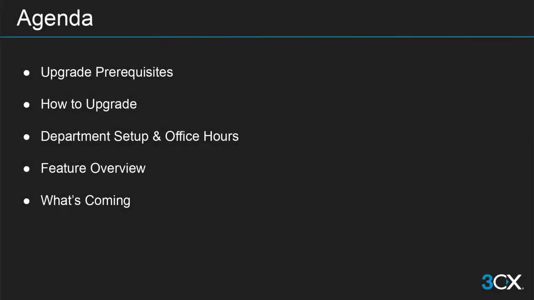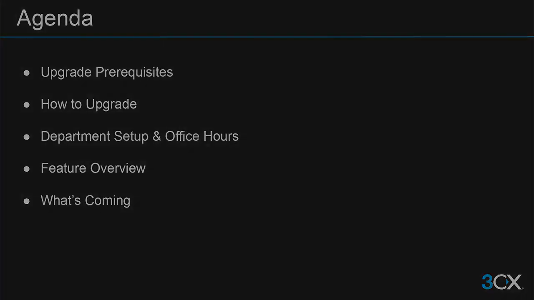In this video, we are going to go through what is required as a prerequisite before you upgrade to version 20. We're going to show you the procedure on how to upgrade to version 20 as well. We're going to focus a bit on the departments, how they are set up, and their office hours. We're going to have a look and see some of the features that are available in version 20 as well. And before we finish, we're just going to go over what is coming in the future here at 3CX.